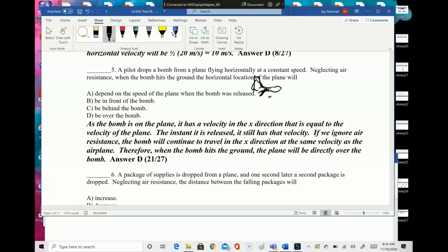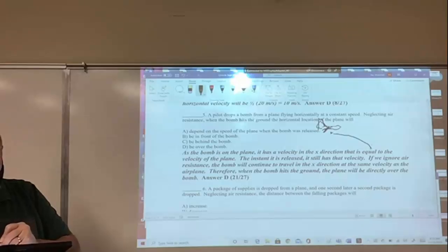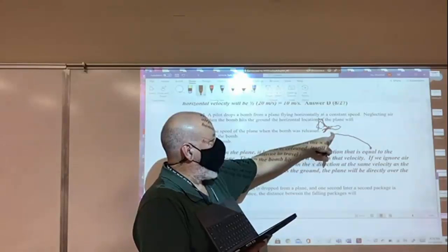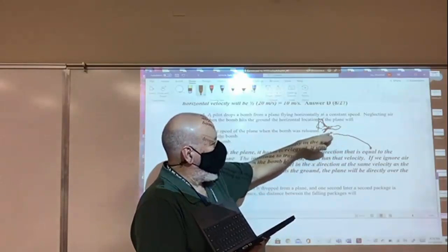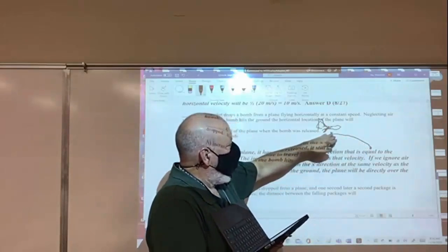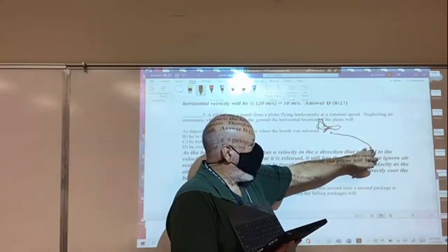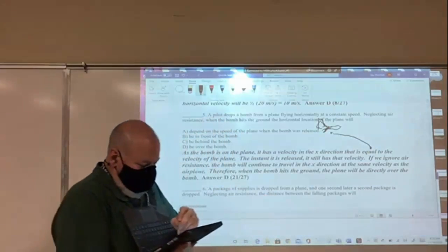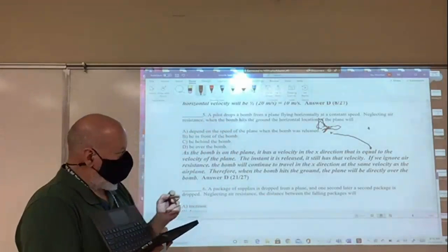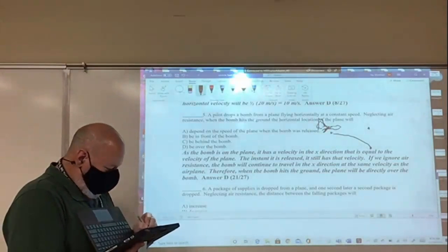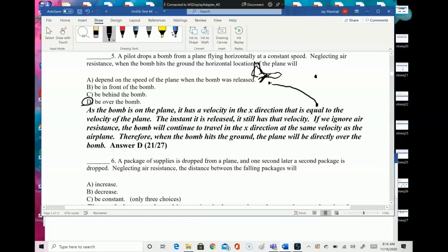Okay, so if I drop my bomb, because both of these things are traveling at the same velocity, right? When that bomb drops, it's traveling in the x direction at the same velocity as the airplane is. And if we ignore air resistance, it will fly until it hits the ground at the same horizontal speed that the airplane does. So the airplane will be directly over the bomb when the bomb goes off. Okay, answer D. Okay, does that make sense?